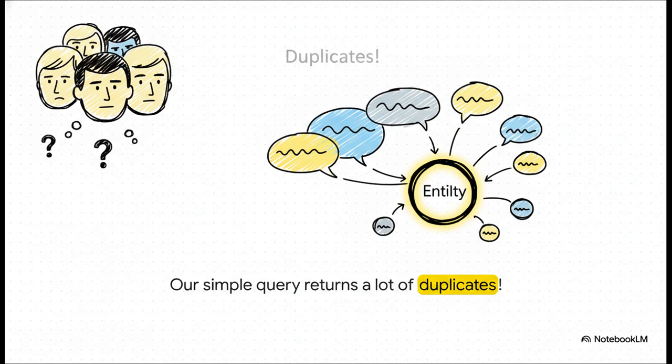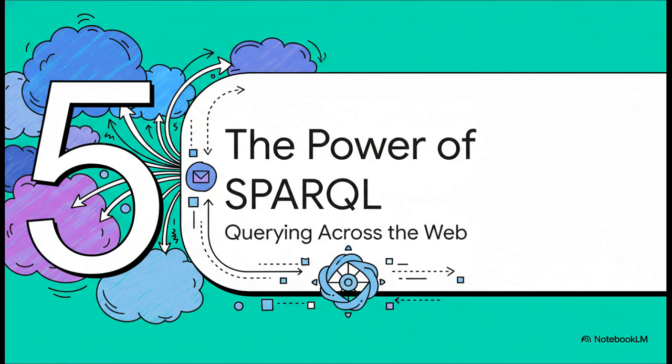We get a ton of duplicates. Why? Because a single thing, like a person or a city, can have lots of different names stored in the database, maybe names in different languages. Our simple query just grabs a row for every single name triple it finds. It's a great lesson that you have to be precise with your questions, though, of course, SPARQL has ways to clean this up. But this is where SPARQL really shines.